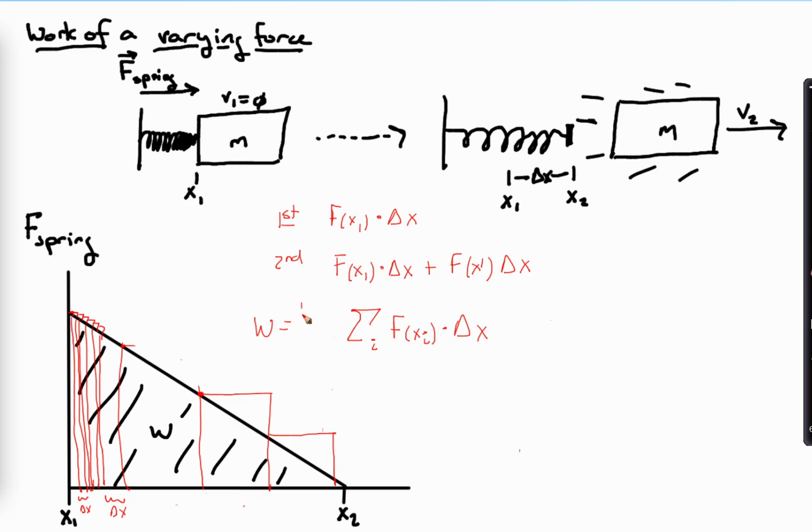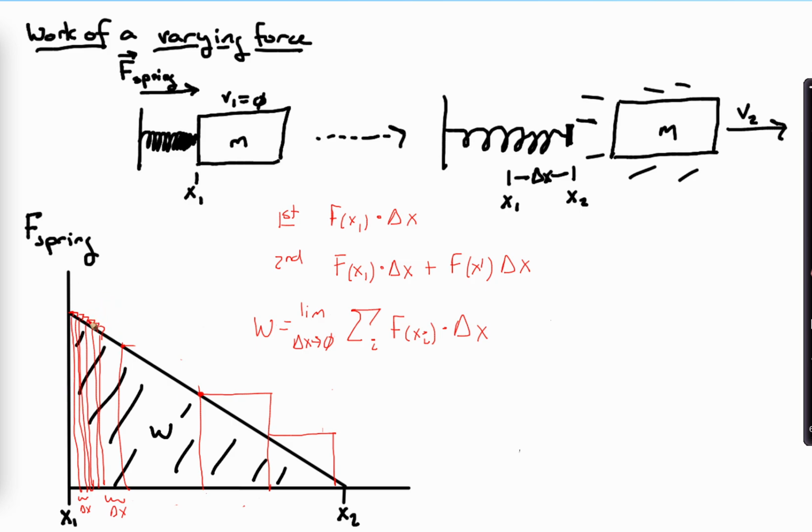And then we're going to take the limit as delta x gets really small. In other words, we can keep doing this and cutting these into smaller and smaller pieces, and eventually we'll get an approximation that's so close to this triangle that we won't be able to tell the difference between the approximation and the real thing.